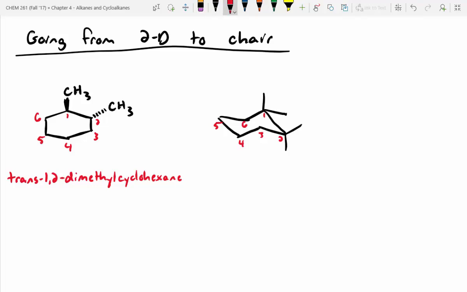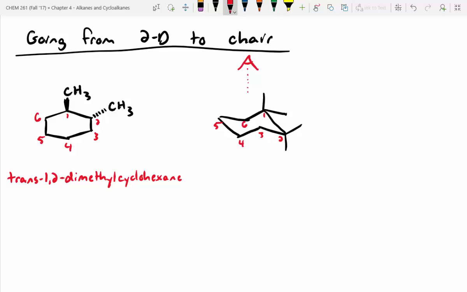Now what we need to do is think about this chair. So what I like to do is imagine looking straight up and down on it, right? Imagine looking straight up and down on it like this, on top of your chair. So that's my little eyeball looking straight up and down. And if we imagine the methyl group on carbon 1, will it be closer to our eye or further away from our eye? Closer. So should it be axial or equatorial?